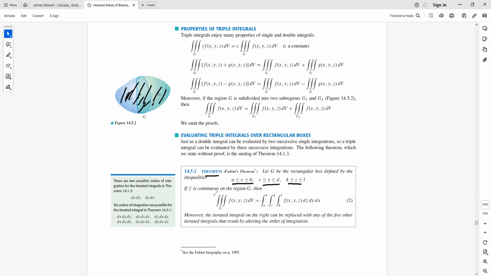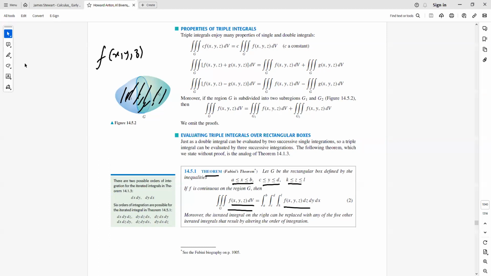If we have a region of this kind, and we have a function f that is a function of x, y, z, and it's continuous throughout the region, then the integral of this function with respect to volume, that is dV over this region, is going to be equal to this integral over the individual limits in the x, y, z directions, the integral of this function dz dy dx, right? So this is also a type of iterated integral, just like the double integral, right?